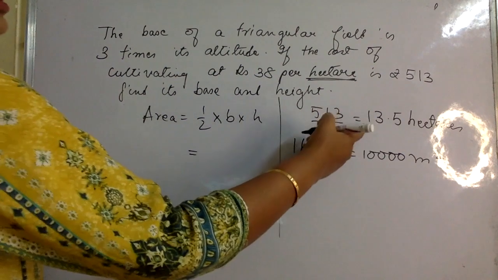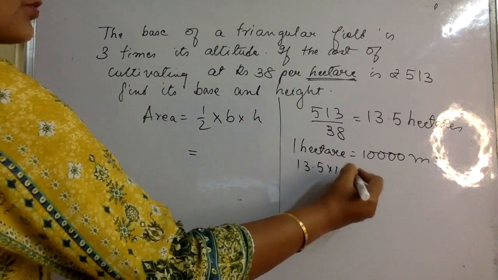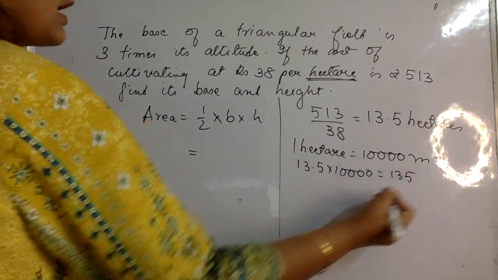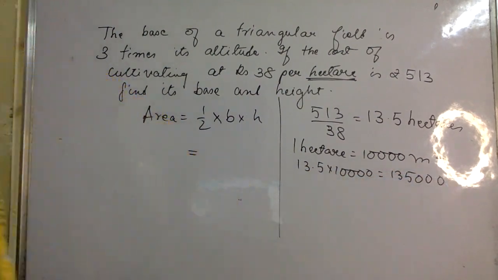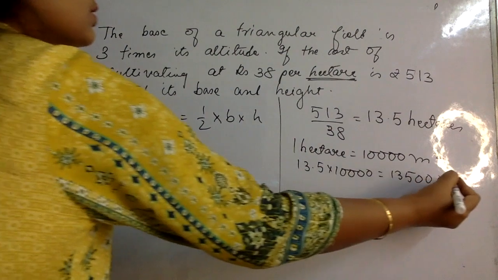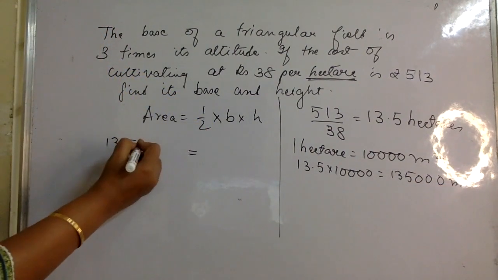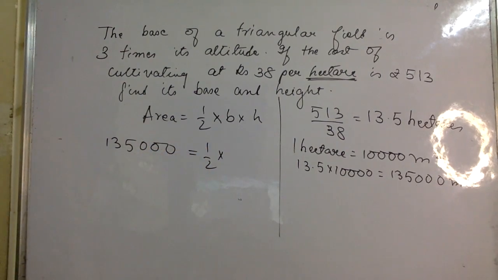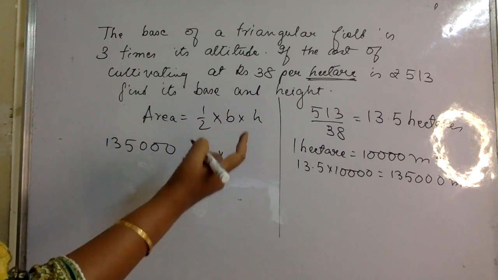Okay, so 13.5 hectares is 13.5 into 10,000. That gives 135 and then 3 more zeros. So that many meter square is my area. So 135, 3 zeros, that is half into how much is the base? The base, we don't know.